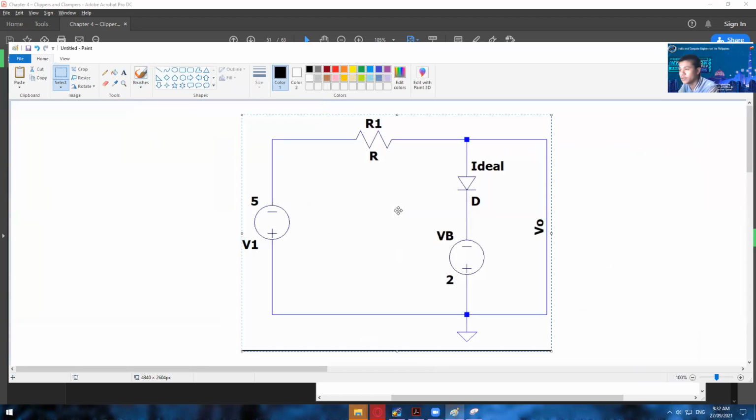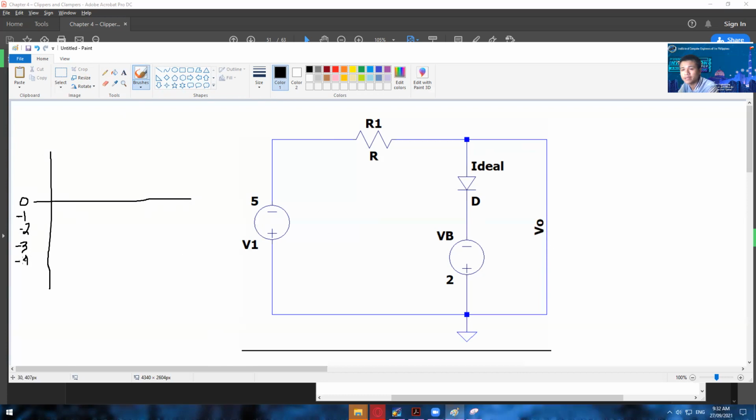we can actually have two results in here. Like initially, during the negative half cycle, let's start with negative 1, negative 2, negative 3, negative 4, negative 5. So the first reading is, of course, this negative 2 volts right here. That is when VI is lesser than VB. So that is the part where, say, up to negative 2 volts.